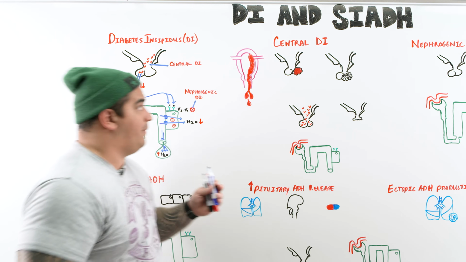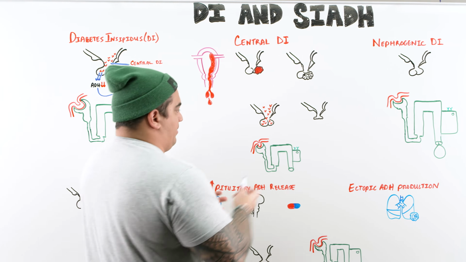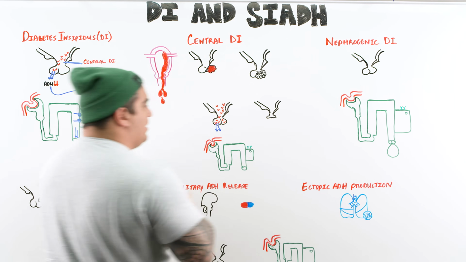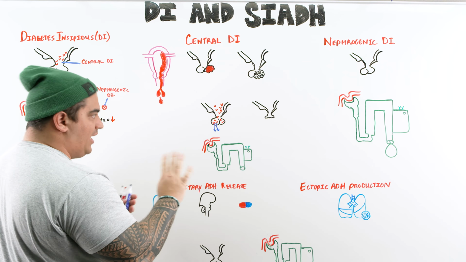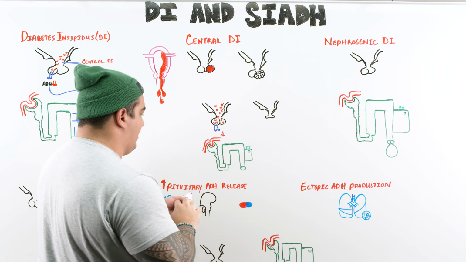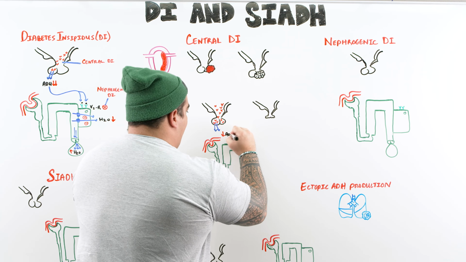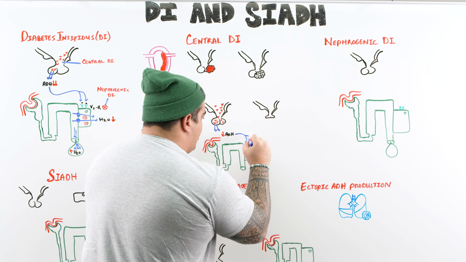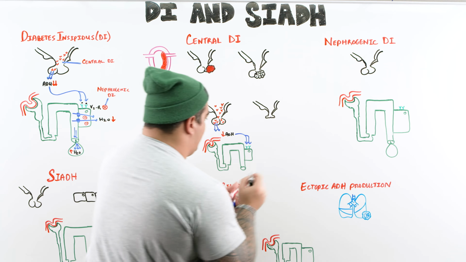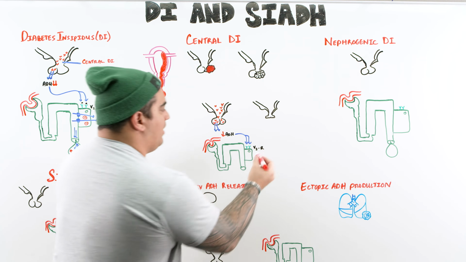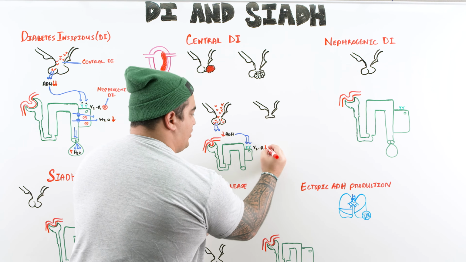Let's talk about these two. So in central DI, the whole concept here is that this posterior pituitary hypothalamus is injured in some way, shape, or form. And therefore, as a result, there's a reduction in ADH. If there's a reduction in ADH, there's no stimulation of the V2 receptors. So as a result, V2 receptors are going to become less stimulated, so less activation here.